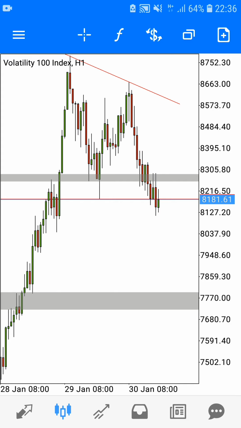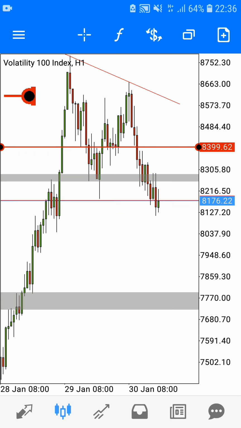So having noticed this, here comes another important step, and that step is to make sure that you always define your risk before trade execution. Always define your risk before trade execution. So I have decided to place a stop loss slightly above this double top's neckline, and having said so, let me enter my trade.